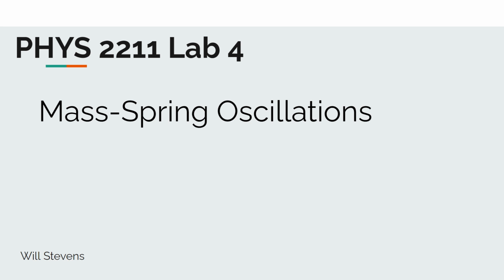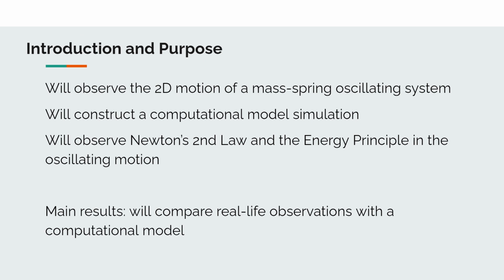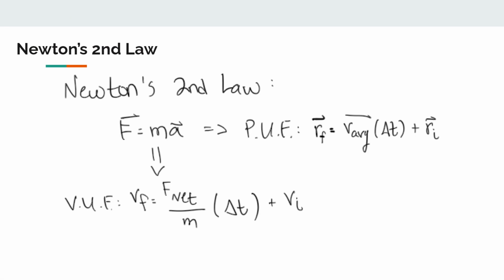Michael Stevens, and today I'll be talking about our fourth lab, where we're going to be looking at a mass spring oscillator system. In this lab, we're going to observe the 2D motion of a mass spring oscillating system and then construct a computational model in order to compare the two. And then we're going to look at how Newton's second law and the energy principle play out in this scenario.